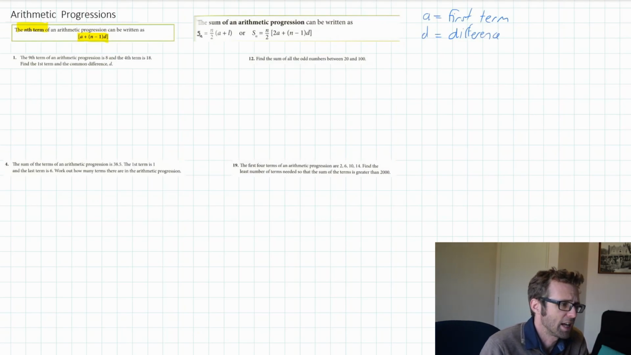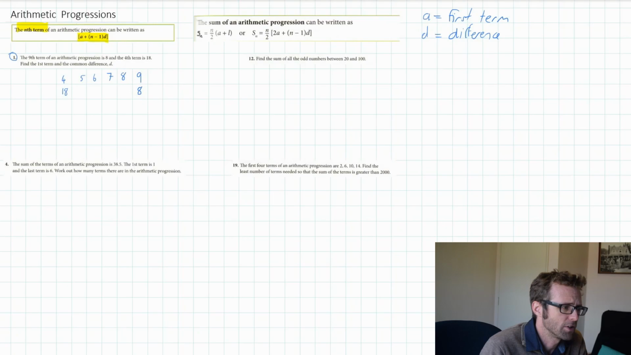Now let's investigate this formula using question 1 here. The ninth term of an arithmetic progression is 8, the fourth term is 18. Find the first term, which is a, and the common difference. Okay, so what I'm going to do here is say, well, I know the fourth term is 18, and I don't know the 5th, 6th, 7th, 8th. Oh, I do know the ninth, and the ninth is 8. You can see it's going down here.